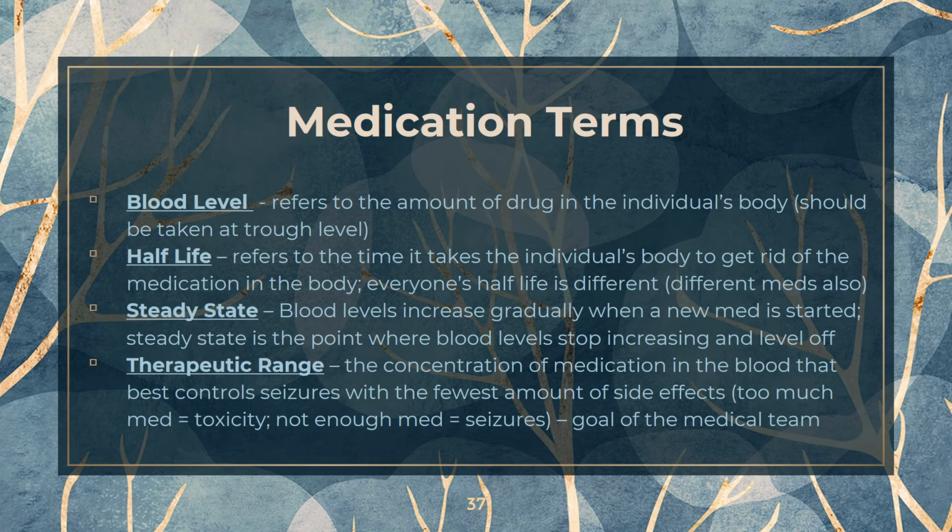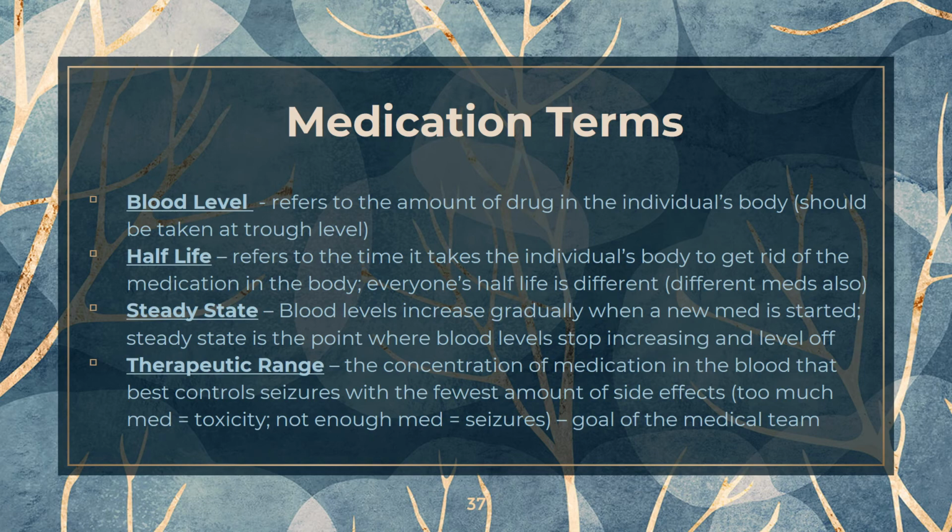It is beneficial to know various terms associated with medications. Blood level refers to the amount of drug in a person's body. When taking a blood test for the blood level of a particular medicine, it should be done at trough level, which is right before the next dosing time for the medication. Half-life refers to the time it takes the individual's body to get rid of the medication in the body. Half-life is very individualized, and it is different from person to person. It is also different from medication to medication.